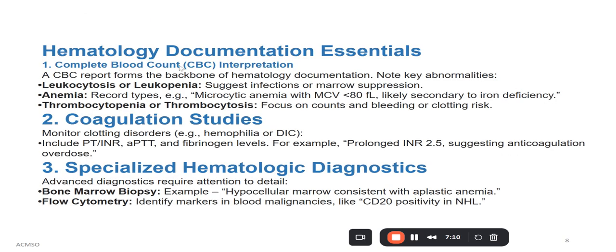Hematology documentation essentials, complete blood count (CBC) interpretation. A CBC report forms the backbone of hematology documentation, note key abnormalities. Leukocytosis or leukopenia suggest infections or marrow suppression. Anemia, record types, for example, microcytic anemia with MCV less than 80 fL, likely secondary to iron deficiency.